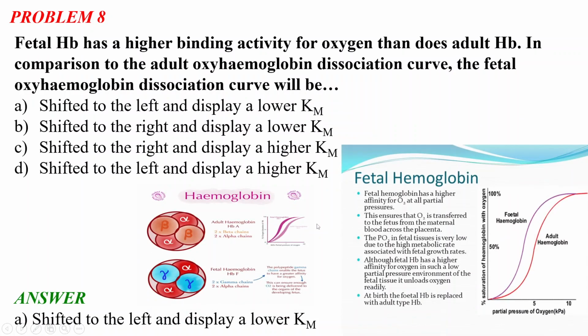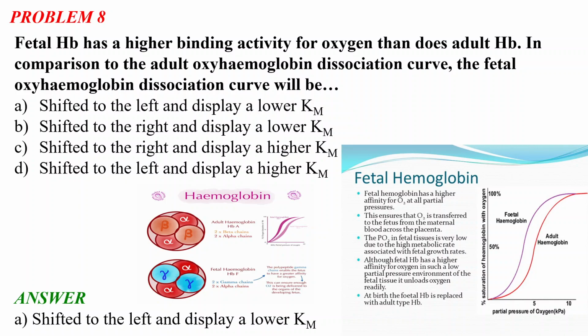So fetal hemoglobin has a higher affinity for oxygen at all partial pressures, and this ensures that oxygen is transferred to the fetus from the maternal blood across the placenta. The partial pressure of oxygen, denoted by PO2, in the fetal tissues is very low due to the high metabolic rate associated with fetal growth. Although fetal hemoglobin has a higher affinity for oxygen, in such a low partial pressure environment of the fetal tissue, it unloads oxygen readily, and at birth the fetal hemoglobin is replaced with the adult type of hemoglobin.